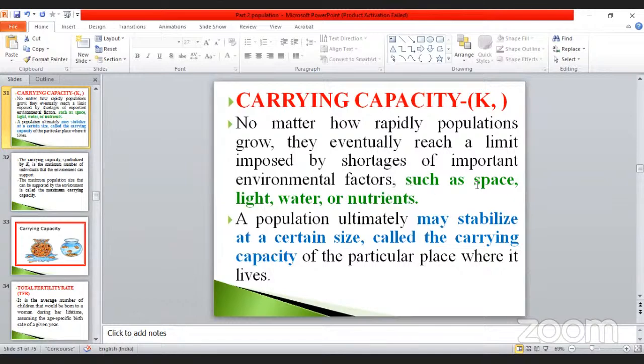Suppose you are sitting in a classroom. Normally 40 students sit in a particular class. Suppose 100 students are there, what will happen? The space is not sufficient, so you have to build a new classroom. So space is very, very important. Take an example of a family with 5 members. If it increases up to 10, what happens? The space is not sufficient. So that is one of the factors.